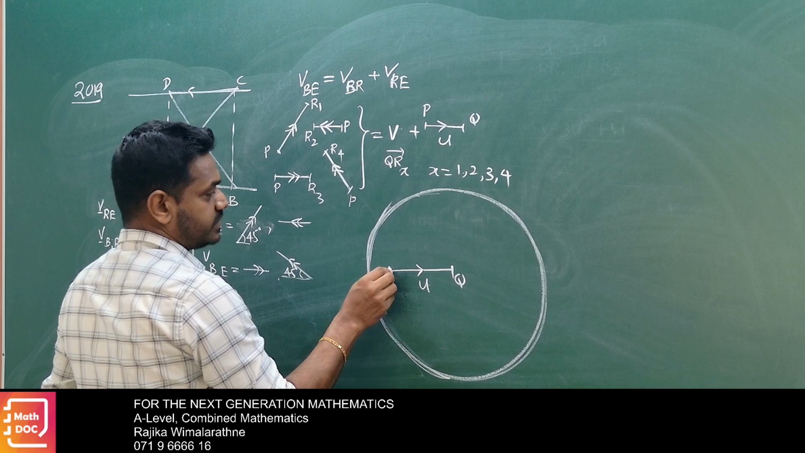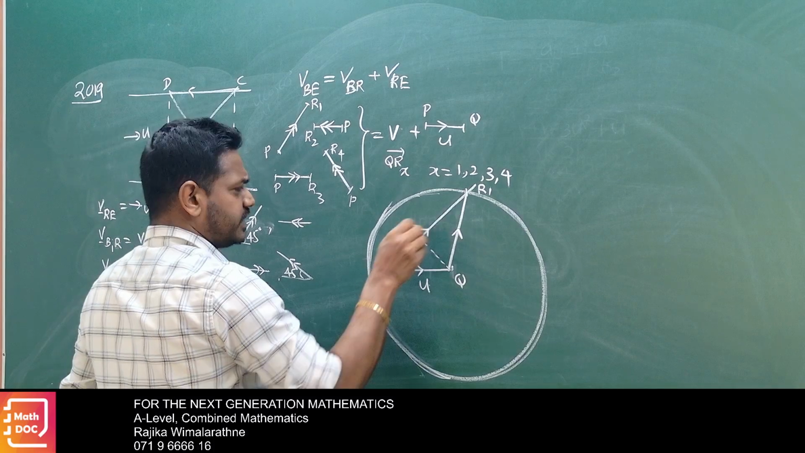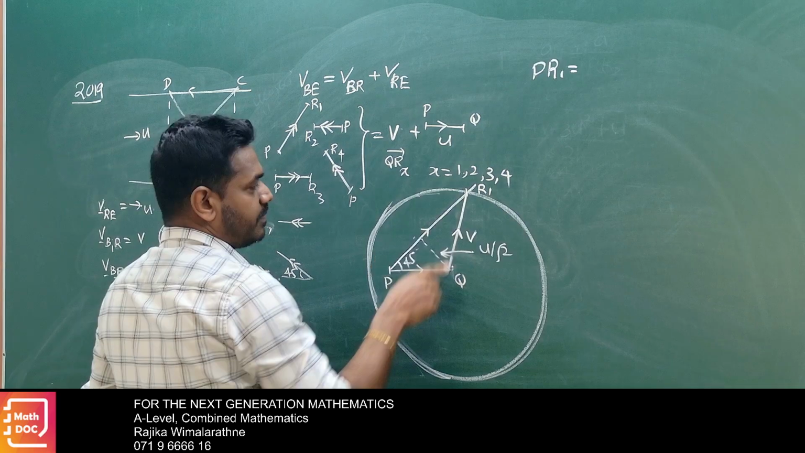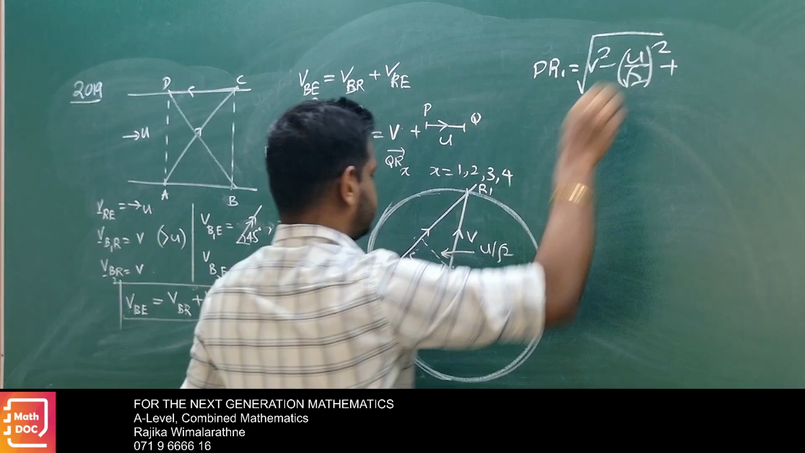Complete the triangle. Then we have to find this: U over root 2 here, U sin 45, U over root 2. Then apply the Pythagorean theorem for PR1: V squared minus (U over root 2) squared, plus U cos 45.